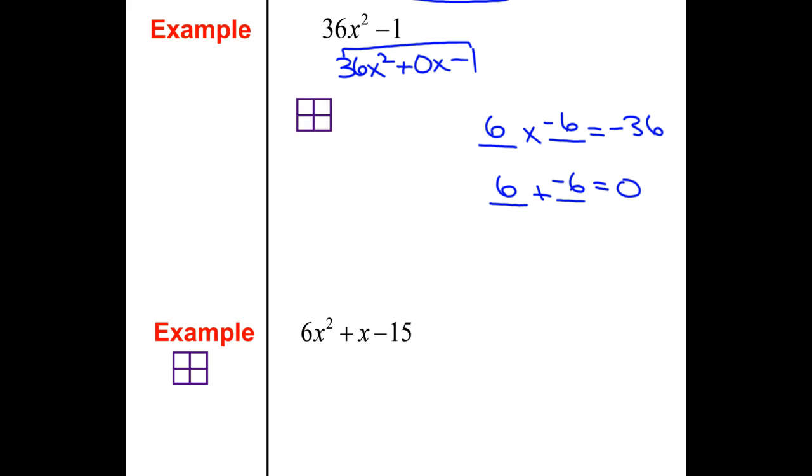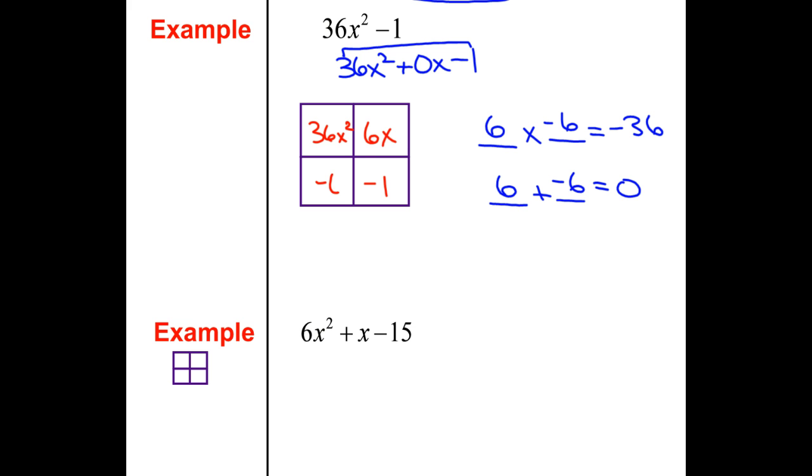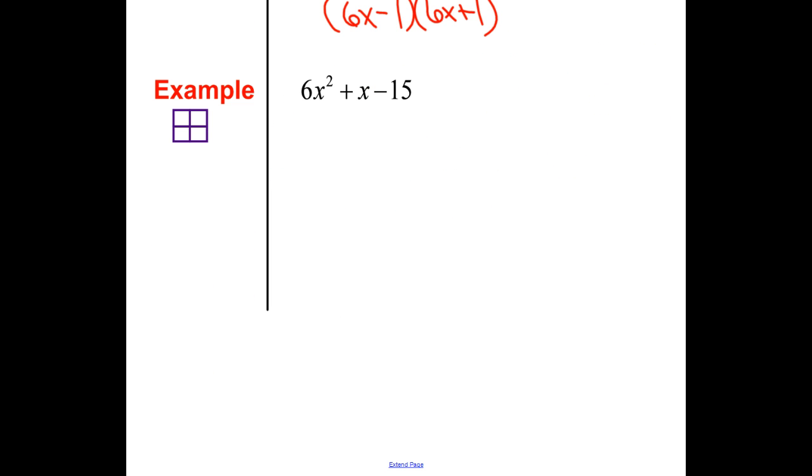All right, let's bring over our box. We'll have 36x squared, negative 1, 6x, negative 6x. The greatest common factor is going to be 6x, 1, 6x, negative 1. So really this is going to end up being 6x minus 1 times 6x plus 1. So it can get pretty quick after you get a hang of it.